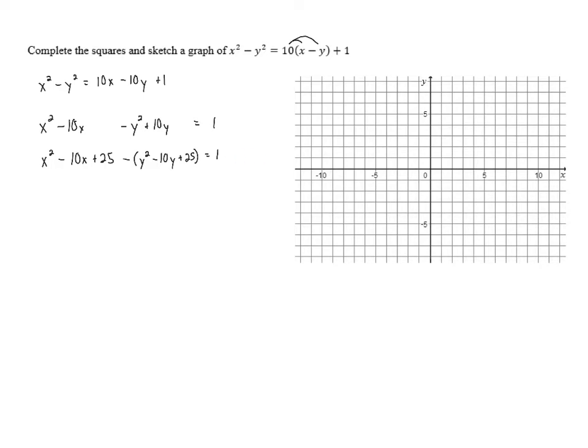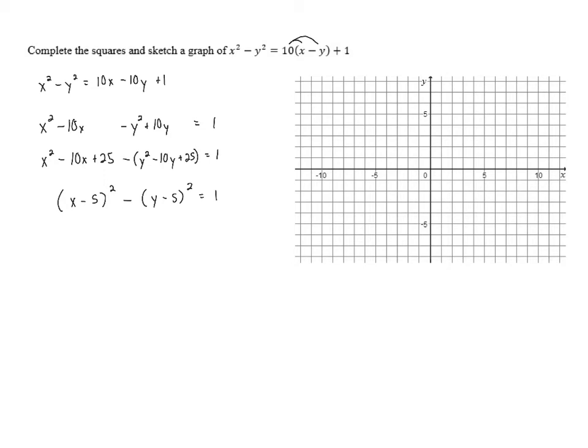We don't have to do anything to the right because if we added 25 and then subtracted 25, we would end up still with 1 over there. So in this case, when we completed the two squares, the things that we did there canceled each other out. Now let's go through and factor this. This is going to be x minus 5 squared minus y minus 5 squared equals 1. And because we've got a positive x squared and a negative y squared on the same side, this is going to give us a hyperbola.